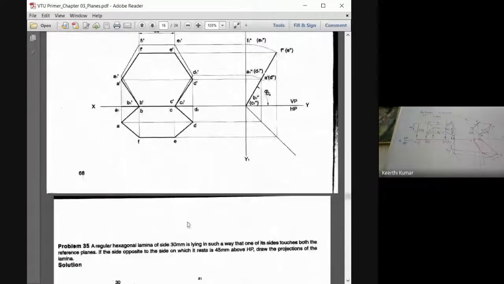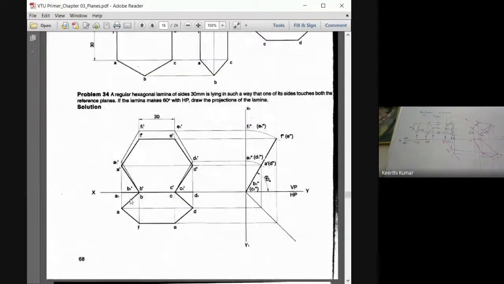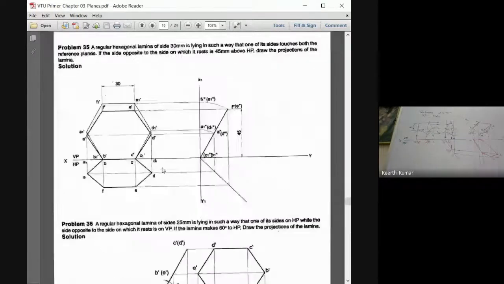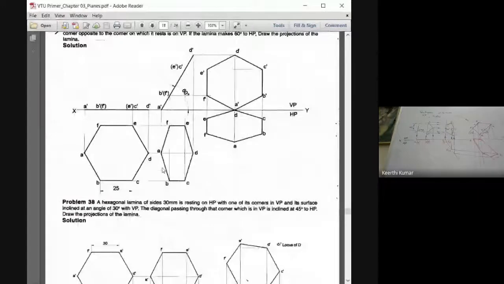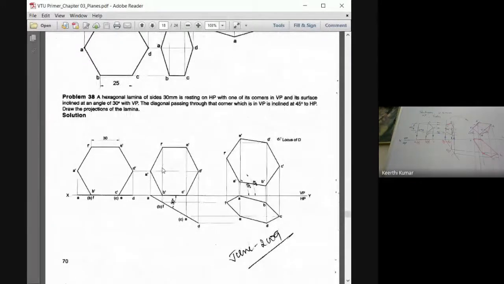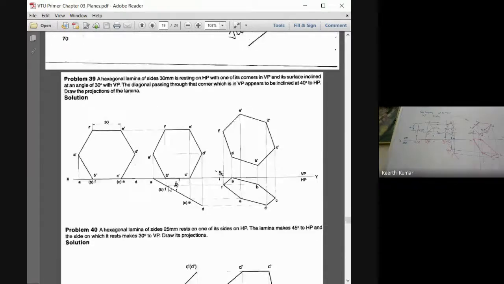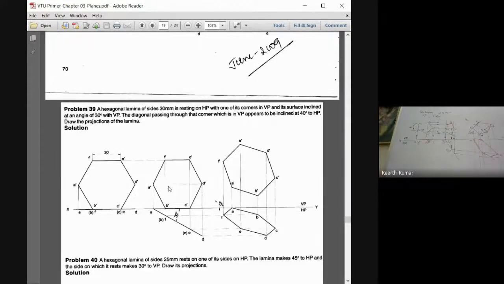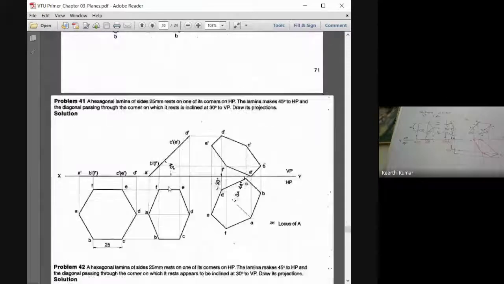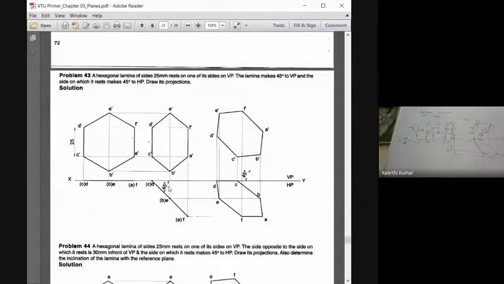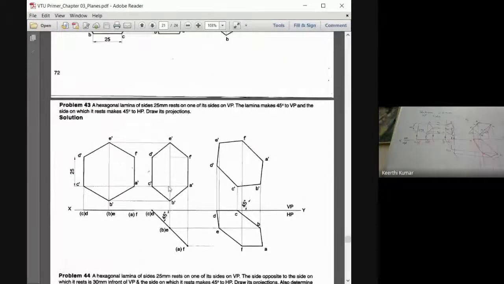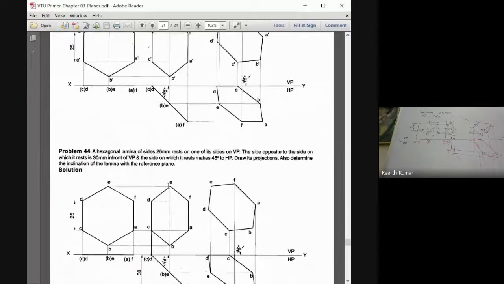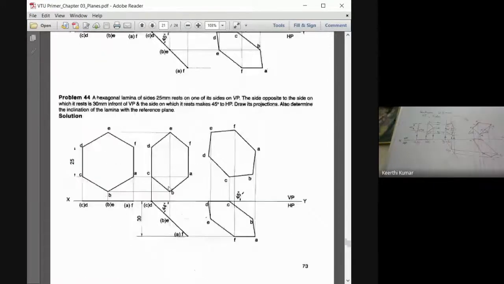The 34th we have solved. This 34th problem is already solved. It looks different, but I have solved it. This problem, resting on HP, I have solved already. This is also solved. And then this one will have resting on HP. Okay, 38. There is something wrong in this. We'll go with hexagon resting on. You see this. I'll go with this problem.